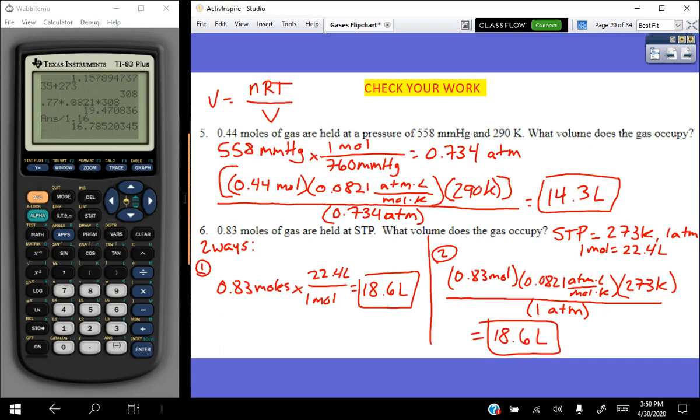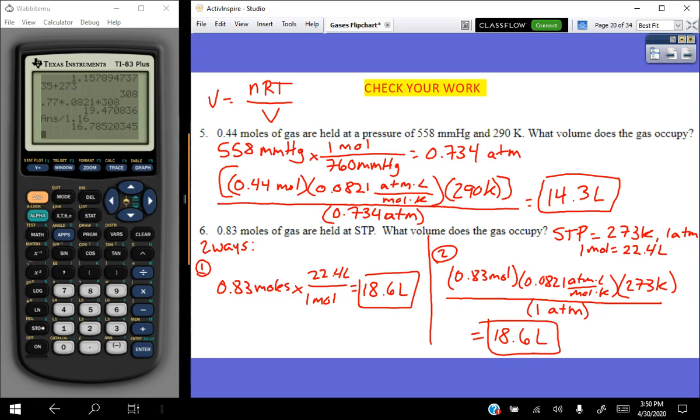Number 6 might have been tricky for you. It tells us we're at STP. So you have to look at that useful information box at the top. And we know at STP, we're at 273 Kelvin and 1 atmosphere. So yes, they did give you a temperature and pressure by telling you STP.